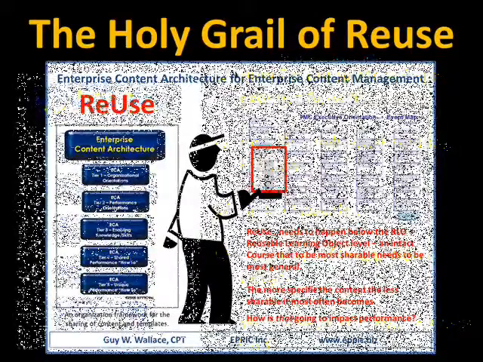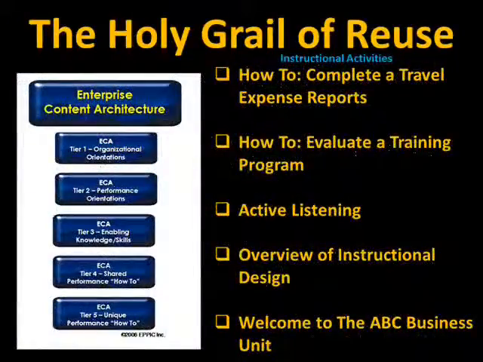For example, these instructional activities, the how-to, complete a travel and expense report. What tier would that go into? The design of that content or the actual content after it's produced? Where would we have stored that so that somebody can find that later on? Because completing a travel expense report is something that many different jobs inside an enterprise might require.